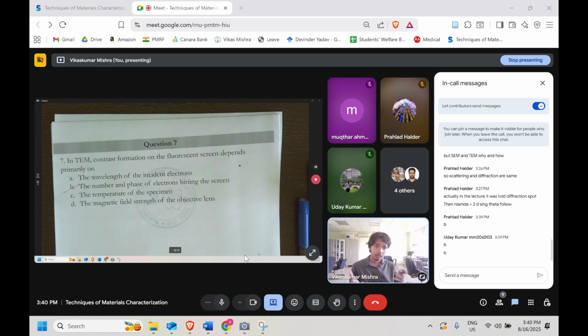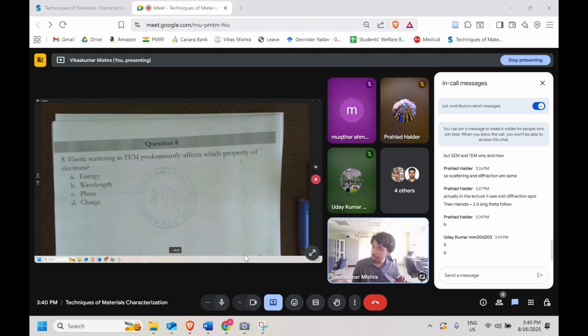Okay. So the more the electron density, the brighter your image will be, the brighter your microstructure will be. Less electrons, dark. Right. This is for question number 7. Let's go ahead. Question number 8.